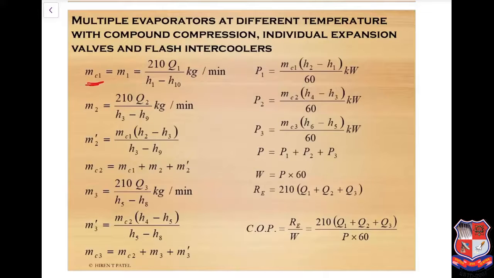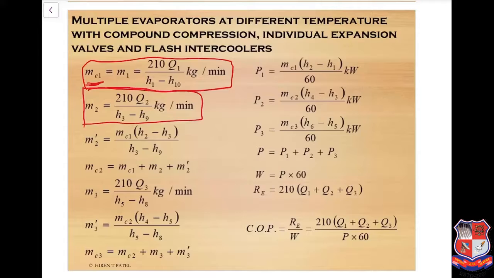So MC1, that is M1, is equal to 210Q1 divided by H1 minus H10. M2, that is 210Q2 divided by H3 minus H9, is circulated through the evaporator, and the flash that is generated goes into the flash intercooler, that is M2 dash. So the total mass of refrigerant that is handled by the second compressor is MC1 plus M2 dash.